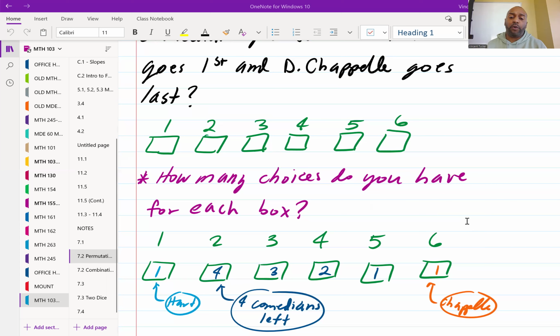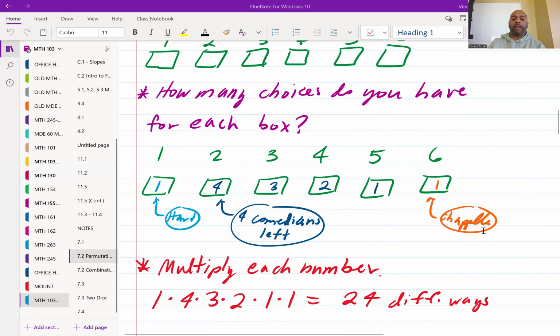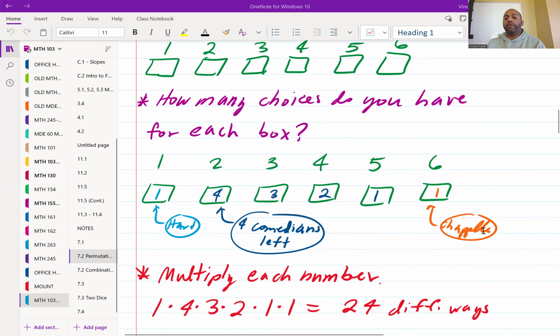Now in the middle four boxes, it doesn't matter which comedian goes first, goes next. But keep in mind, two of the comedians have been taken up because Kevin Hart's first, Dave Chappelle's last. And these are the four comedians left. And then we can do our generic countdown in the middle of 4, 3, 2, 1, because we don't want them to be repeated either. And then from there, we'll multiply those numbers together. And that'll give us 24 different ways that we can arrange the comedians to perform if Kevin Hart goes first and Dave Chappelle goes last.